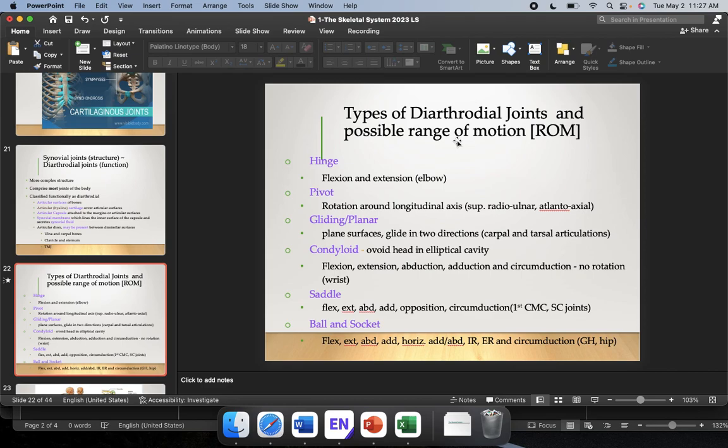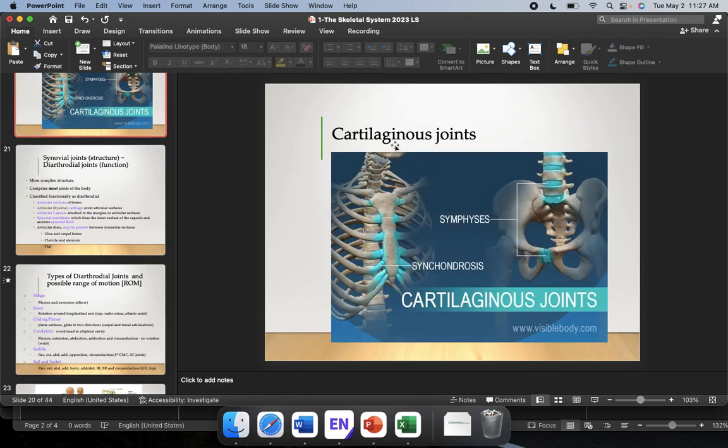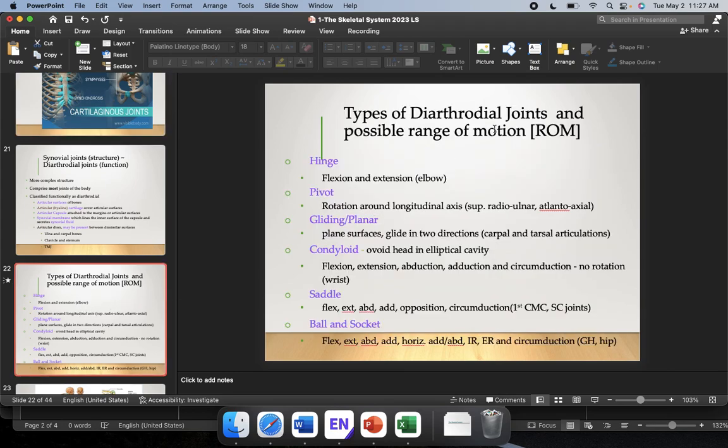There are many different types. So up here, we talked about our cartilaginous joints, and we talked about symphyses and synchondroses. There are many types of synovial joints or diarthrodial joints. And the type of diarthrodial joint is going to contribute to the possible range of motion here.